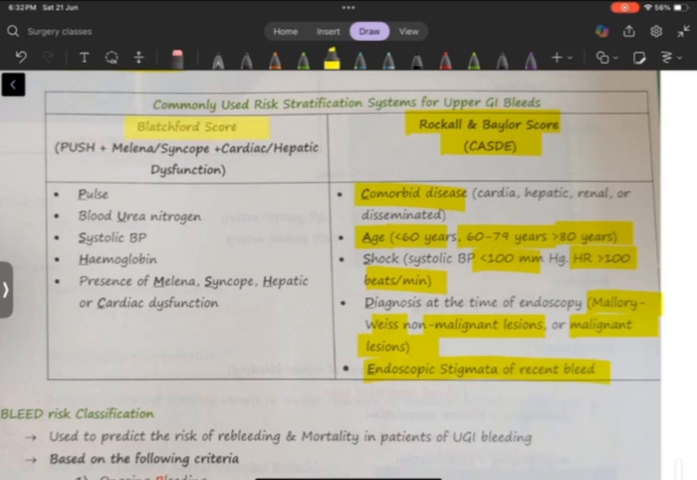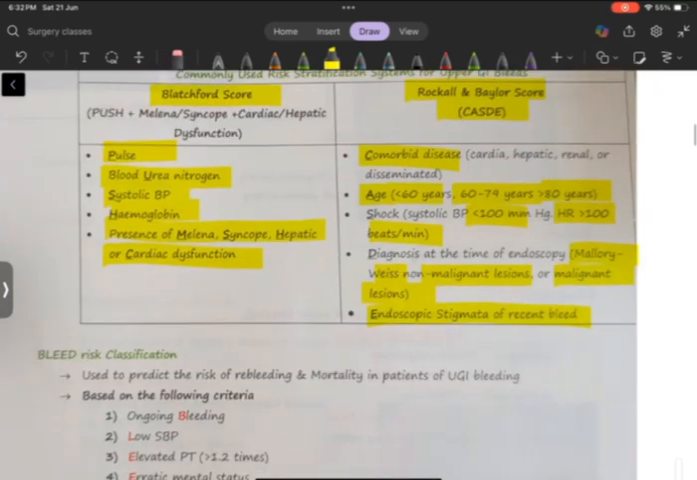In case of the Blatchford score, we'll use pulse, blood urea nitrogen, that is BUN, systolic BP, hemoglobin, presence of melena, syncope, and hepatic or cardiac dysfunction. Basically almost all are the same, but the order is rearranged. You can remember this as PUSH melena or PUSH MSH, something like that. PUSH stands for P for pulse, U for urea nitrogen, S for systolic BP, H for hemoglobin, and the rest is melena, syncope, or hepatic or cardiac dysfunction. So this was about the Blatchford score.